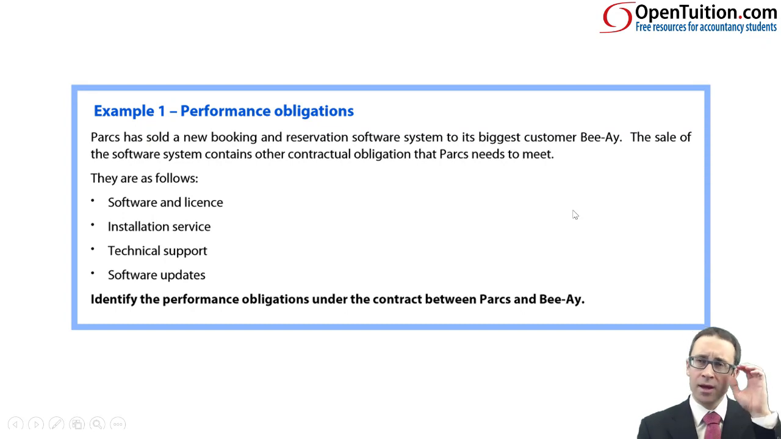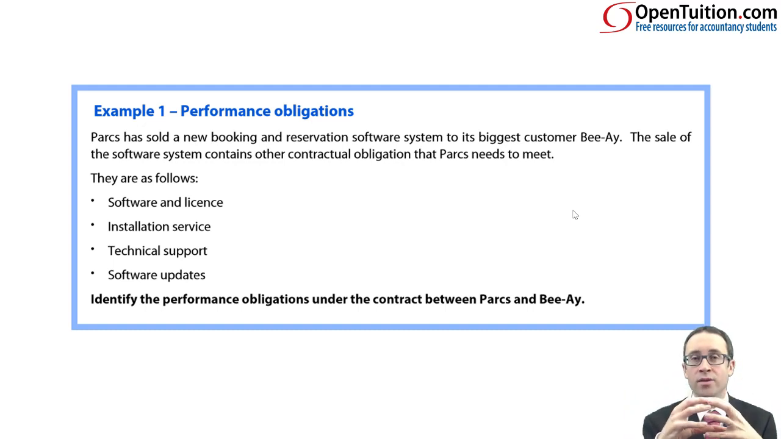Okay. So I think the example here we have within the notes. The remaining examples I haven't put in there because I will update them as I go along. So example number 1, all about performance obligations. It wants us to identify the performance obligations under the contract between Parks and BA. It says Parks has sold a new booking and reservations software system to its biggest customer, BA. The sale of the software system contains other contractual obligations that Parks needs to meet. So within the contract, yes, we've sold the software system to our customer, but we've promised them other items within the contract. We've got one contract.